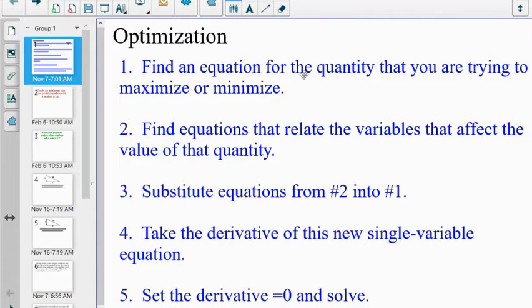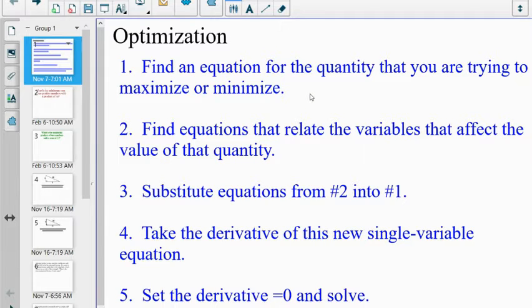Find an equation for the quantity that you're trying to maximize or minimize. And by the way, you should probably pause the video at some point and make sure you get these 6 steps down in your notebook. But I'll go ahead and describe them, and then we'll go through a few examples before I am done with this video. An equation for the quantity you're trying to maximize or minimize.